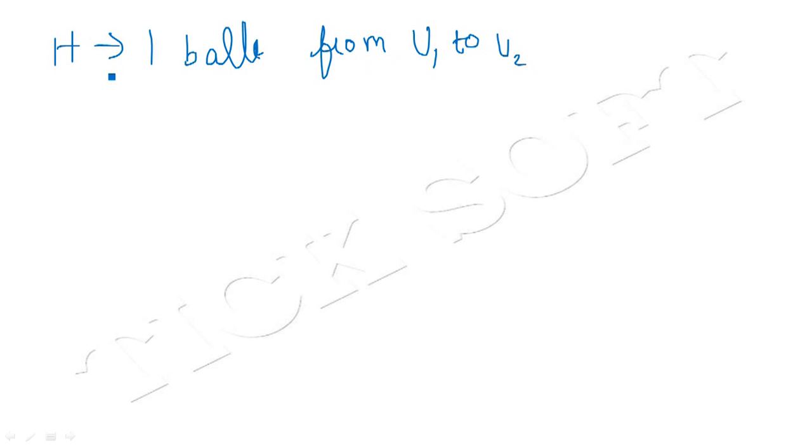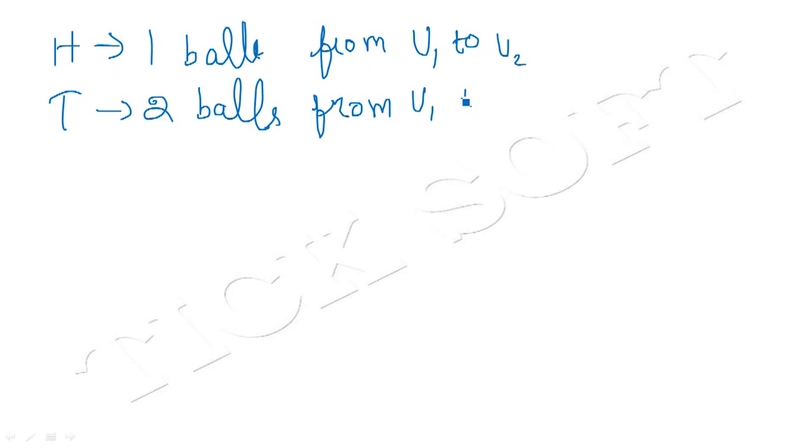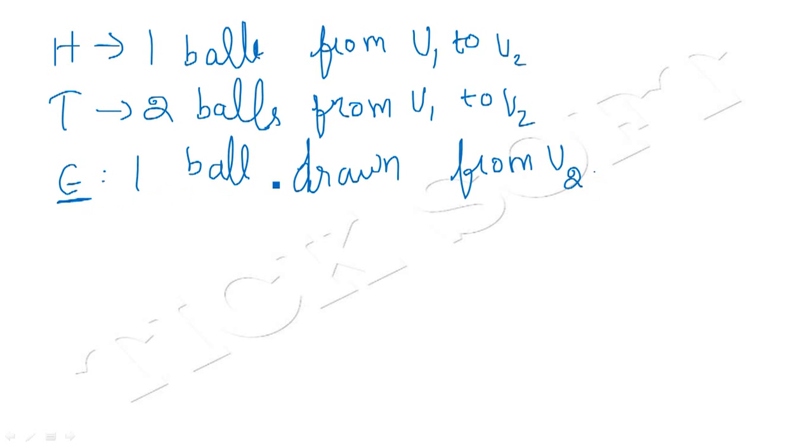Here we already know that if head appears, one ball is drawn from U1 and we have to transfer it to U2. And similarly if tail appears, 2 balls are drawn from U1 and transferred to U2. And now we have only 1 ball drawn from U2. So let E be the event of drawing 1 ball from U2. Now what we have to do is find the probability of drawing white from U2. So now by using this we are going to get the required answer. So now this probability will be equal to.